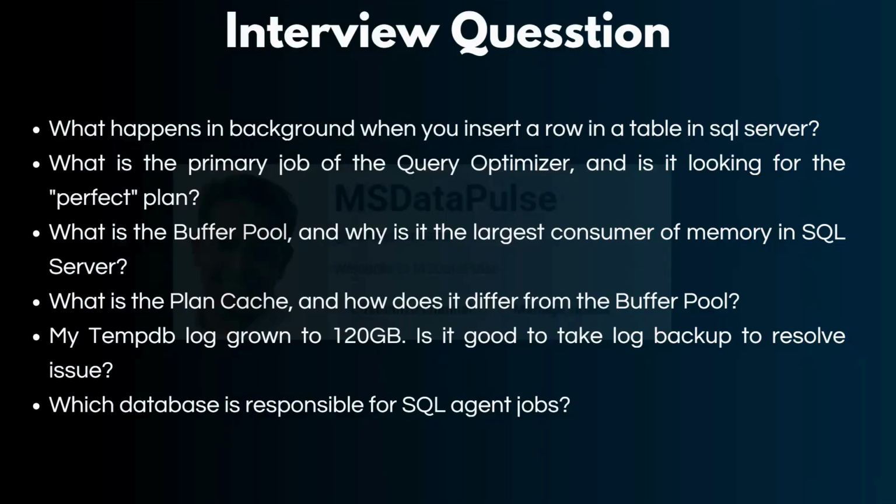The next is, what is the plan cache and how does it differ from the buffer pool? In that case, you can answer that the buffer pool stores the data pages, while the plan cache stores the execution plans. So when a query is submitted, SQL Server checks the plan cache first. If it finds the plan, this is called a plan cache hit. It skips the expensive optimization phase and reuses the existing plan. This saves significant CPU cycles.